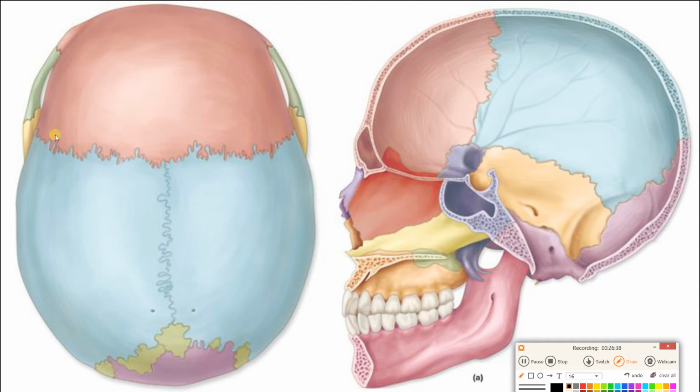This suture right here, between the frontal and the two parietals, oh, it has a great name. It is called the coronal suture. Do you remember that word? Remember, the coronal was a type of cut that would slice you into a front and back portion. So this coronal suture is on that coronal plane. Fantastic.